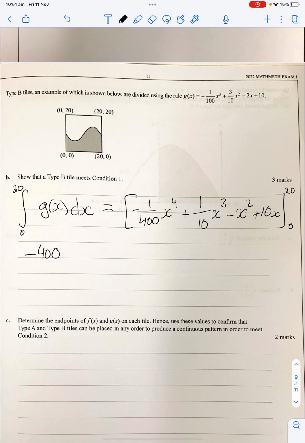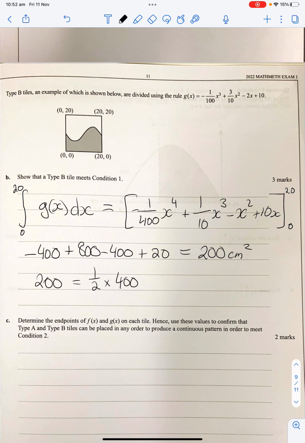So negative 400 plus 20 cubed is 8,000 divided by 10, so 800. Minus x squared, so minus 400. Plus 10x, so plus 20. That equals 200 centimeters squared. And 200 is equal to a half times 400. So that's shown.